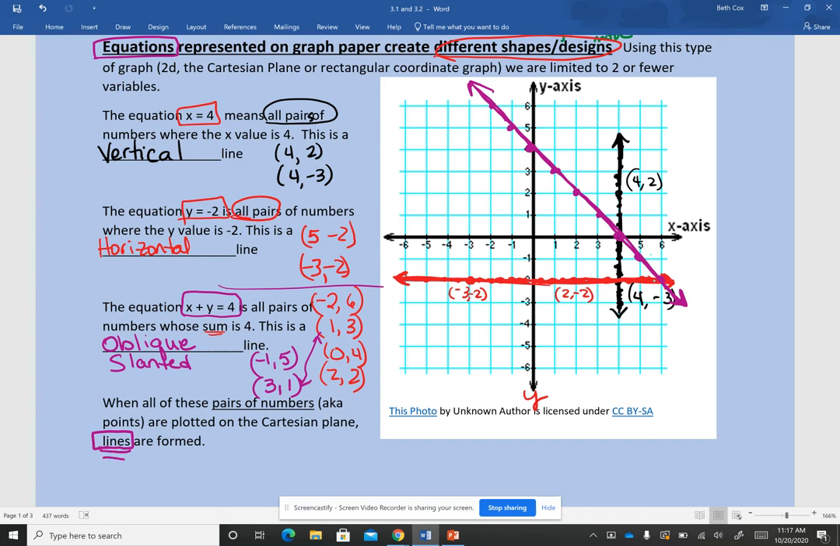Okay, and so we've got 3 types of lines: vertical, horizontal, and slanted. The vertical lines are x equal numbers, the horizontal lines are y equal numbers, and then the slanteds, a bunch of different slanteds, have 2 variables.